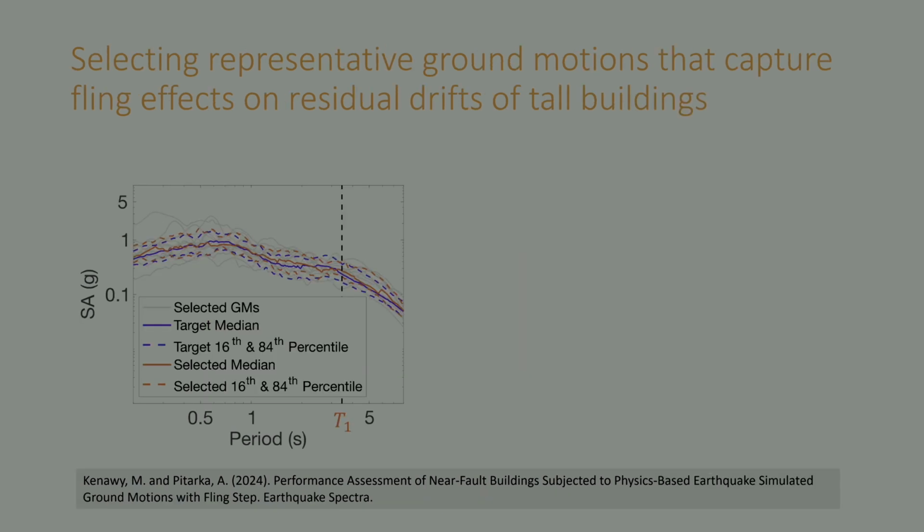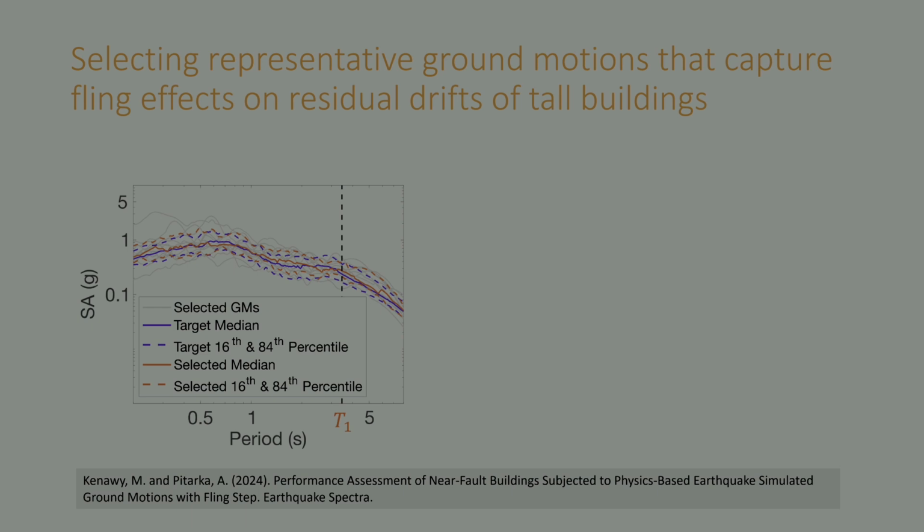And we found out two important things. We found out that this fling pulse is actually really important for tall buildings, and especially for representing the residual drifts in tall buildings. So we looked at, I think, the not super tall, a 20-story building, but it turns out for the residual drift of that building, representing the effect of fling was really important.